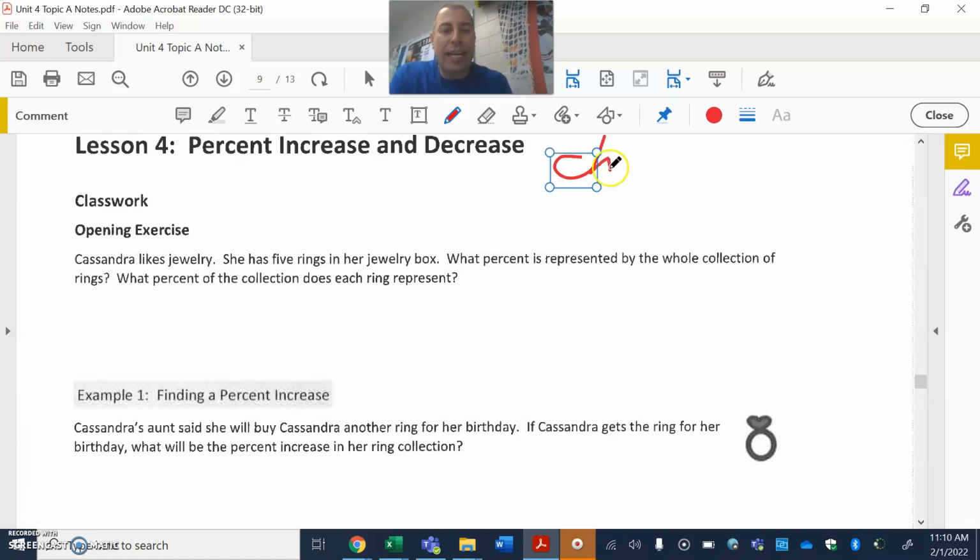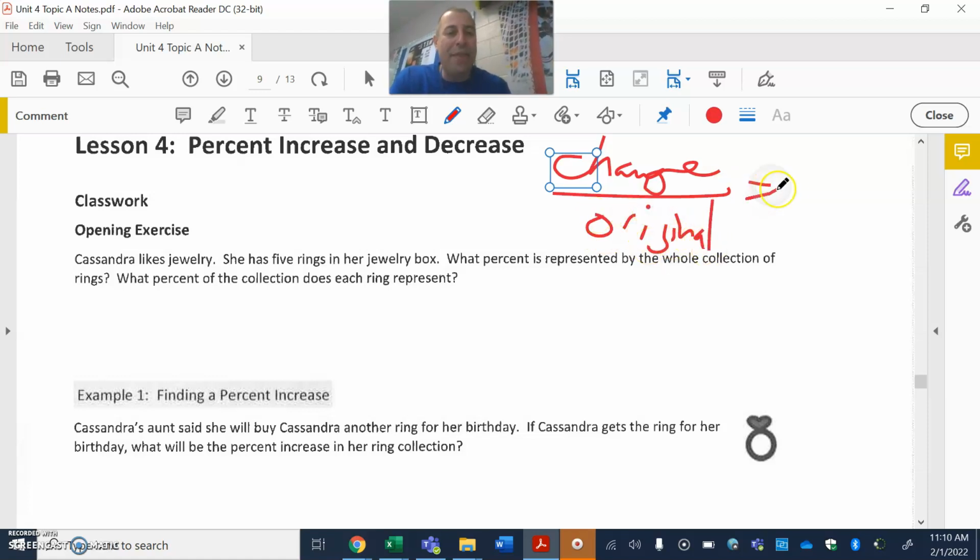We take the change, and we divide it by the original, and that will result in our percent. Now, it's actually going to result in a decimal because it's a fraction, and we'll change it into a decimal and then change it to percent, or we can just change that fraction right into a percent as well. So it's kind of your call of what you would like to do. But again, change divided by the original will always give us the percent of change.